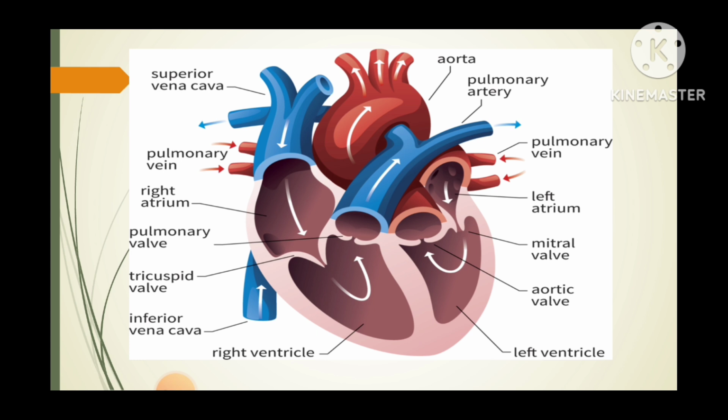So you can look at the heart very well. You can see the pulmonary artery, the pulmonary vein, the vena cava. The vena cava is the largest vein. We have the aorta, the aortic valve. So just look at it. That's the structure of the heart.